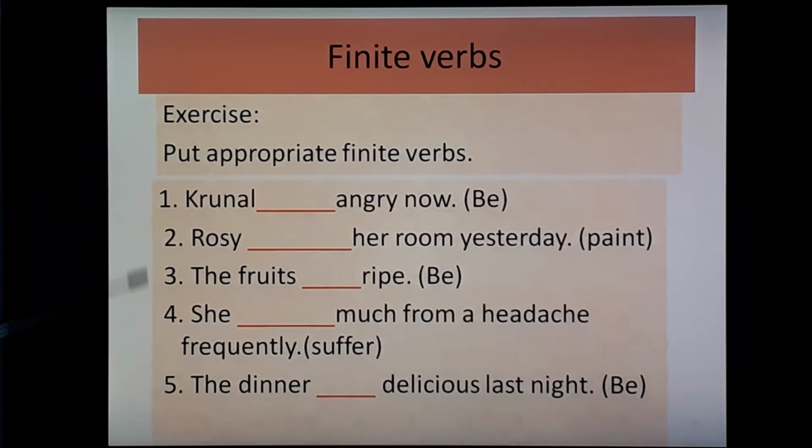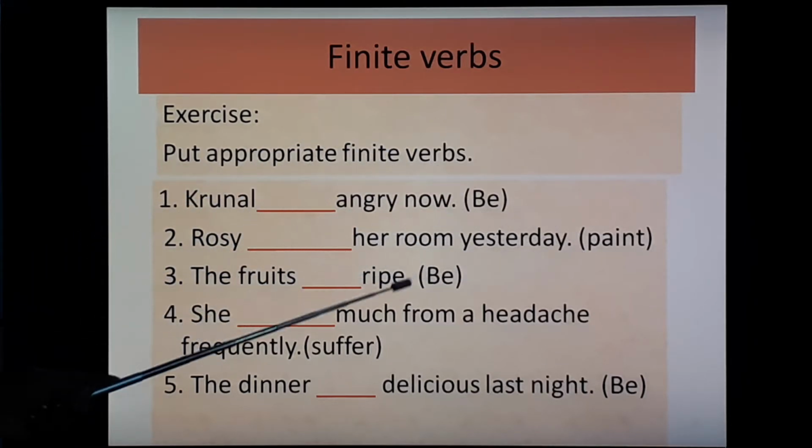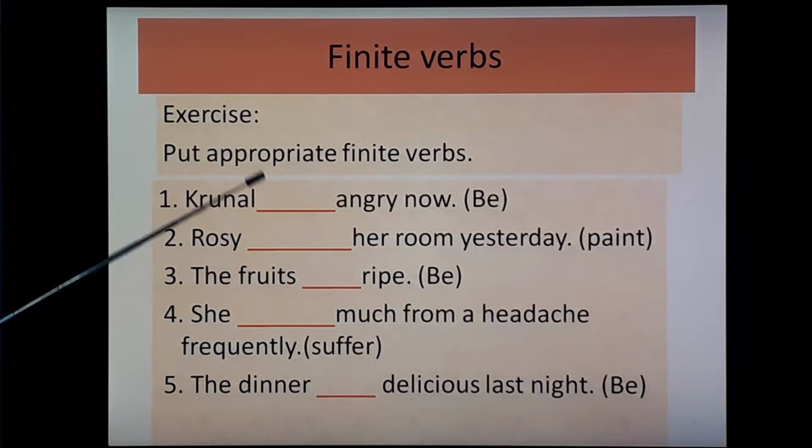Okay, I have given you here 5 exercises. Here you have to add the appropriate finite verb. In the bracket it is given, so you have to put the appropriate verb form. Let's check.